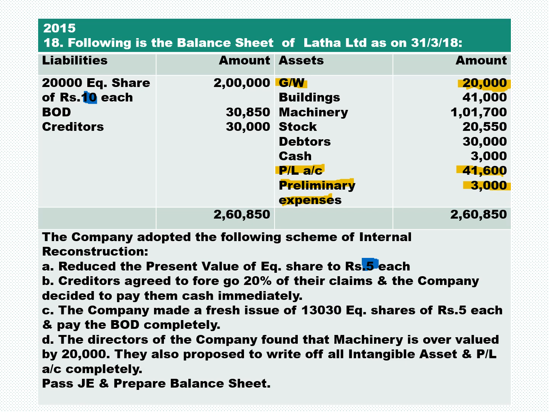The directors of the company found that machinery is overvalued by 20,000. In our accountancy language, overvalue indicates depreciation. So overvalue means depreciation 20,000. They also propose to write off all intangible asset, that's goodwill, and PL account completely. So goodwill should be written off, PL account should be written off, and preliminary expenses have to be written off. Pass journal entry and prepare the balance sheet.